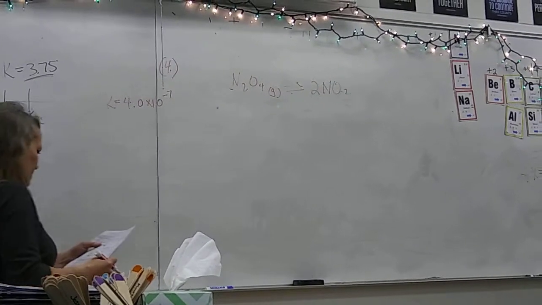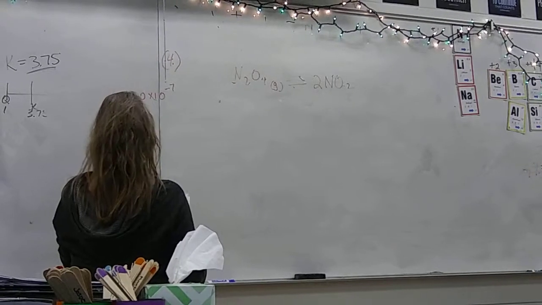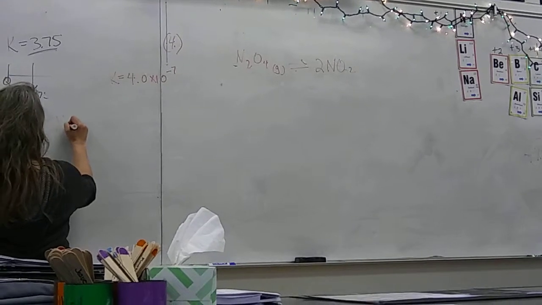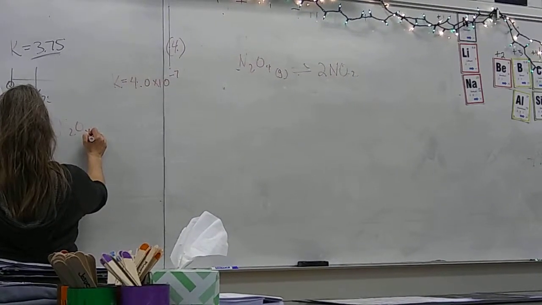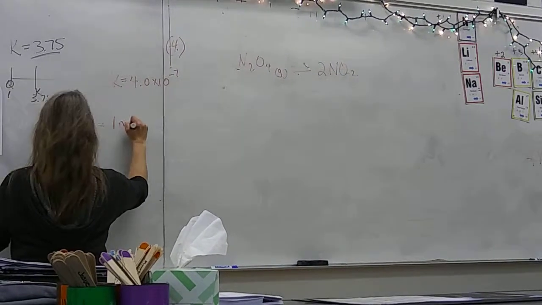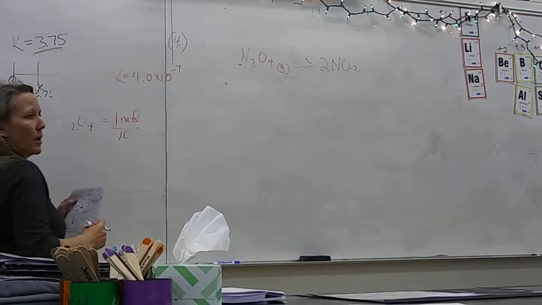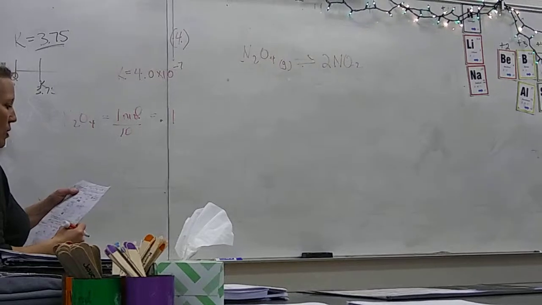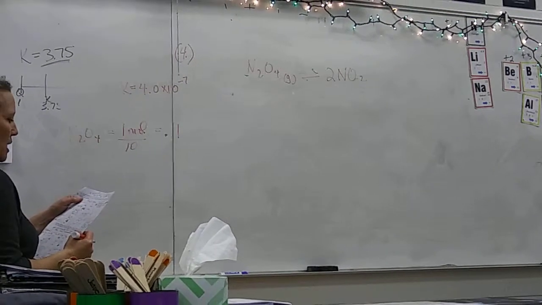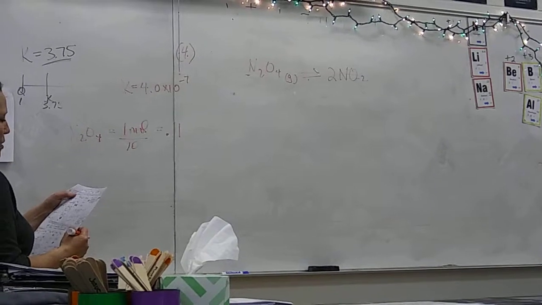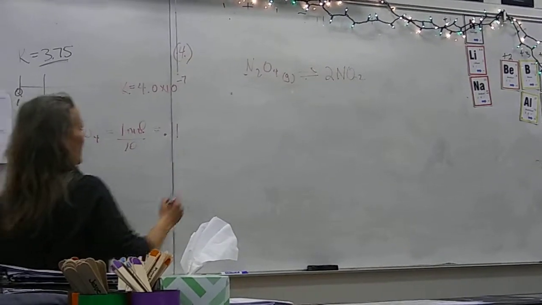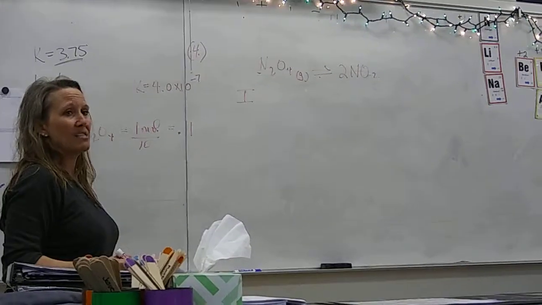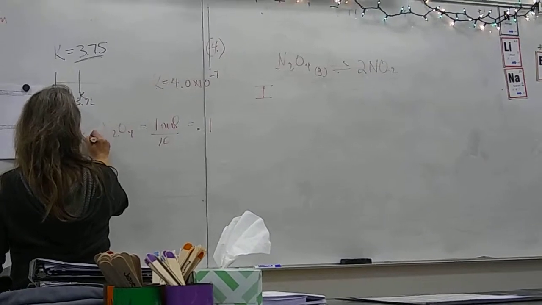All right, so what I'm going to do now is, it says in an experiment, 1 mole of N2O4 is in a 10 liter solution. So first I have to take 1 mole and divide it by 10, so I can find its molarity, which is 0.1. N2O4 is placed in a 10 liter vessel, so I'm talking about my initial concentration, right? So this is my initial.